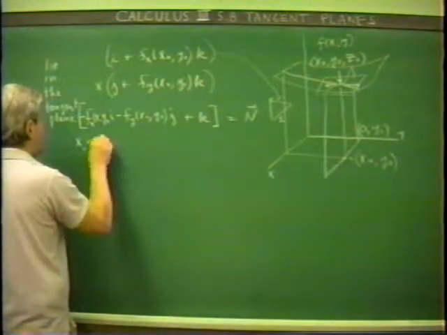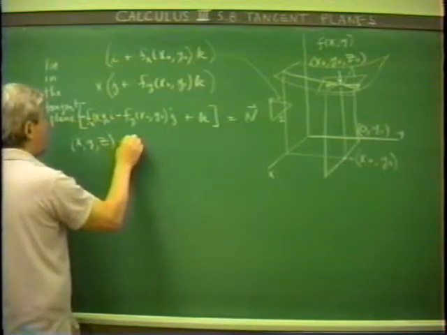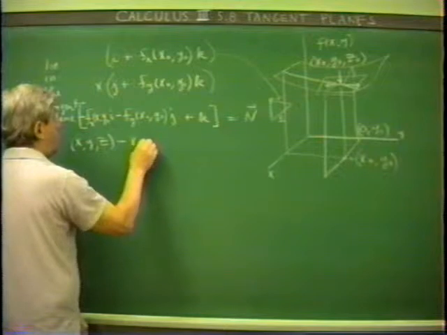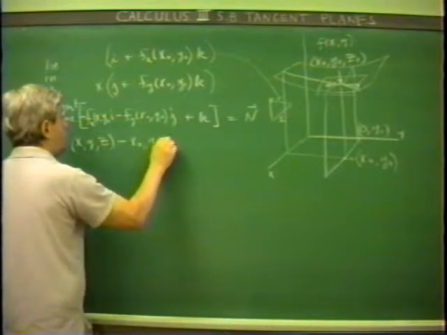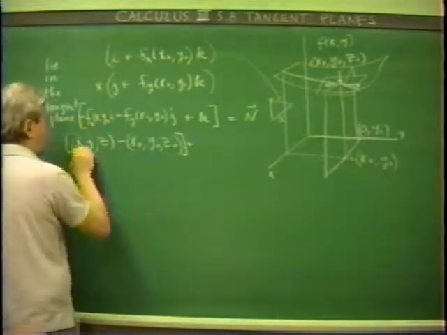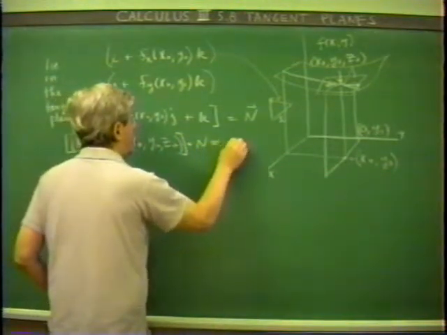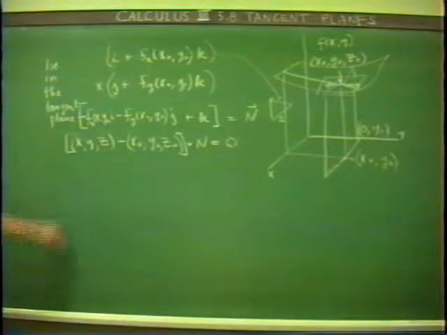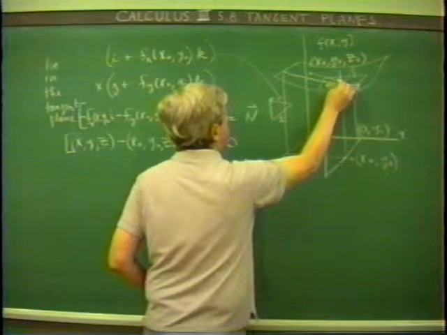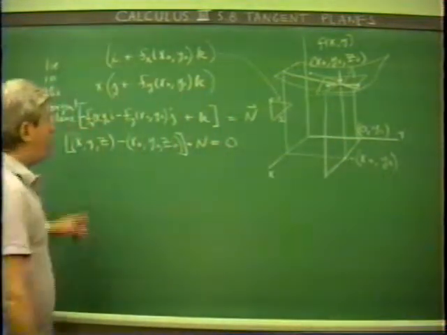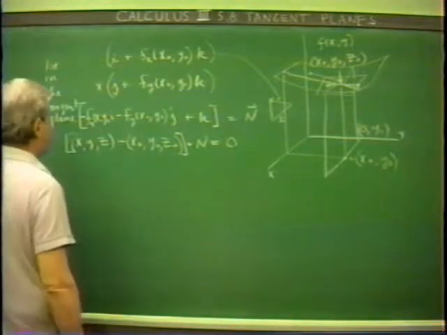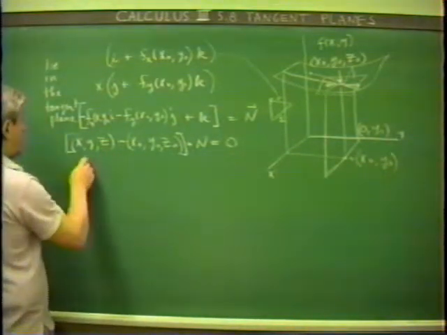So what does that mean? Well, it means that a point x, y, z gets to be on this plane if x, y, z minus x naught, y naught, z naught dotted with the normal vector is equal to 0. That's to say, if we take any other point x, y, z on here and look at this vector like so, it ought to be perpendicular to the normal vector.